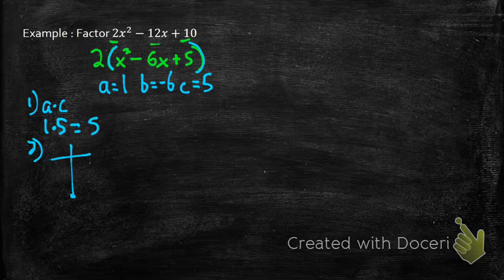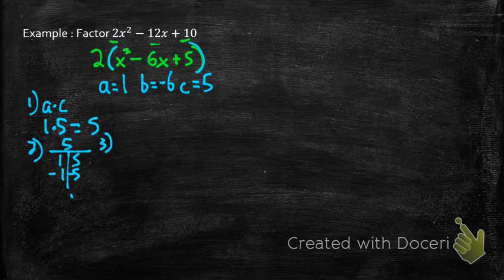If I'm trying to list the factors of 5, that would just be 1 times 5 and negative 1 times negative 5. Then I want to look at my B term. B equals negative 6. So I want to add these together and see if one of these pairs equals negative 6. One pair equals positive 6 and the other equals negative 6.